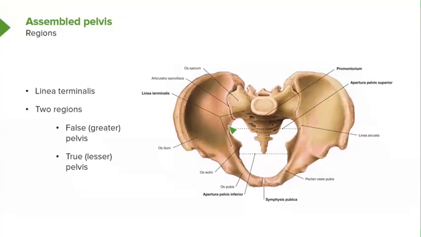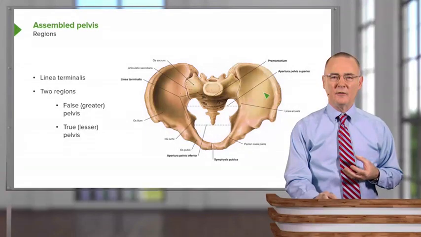We'll get into some of the details of this landmark here shortly, but for now, this landmark is referred to as the linea terminalis. And we see that running from here, along the sacrum, coming back to the opposite side to join up in the anterior midline. Anything above that, so anything spanning between the ala of the ilia, superior to that linea terminalis, that will constitute the false or greater pelvis. This regionally is a part of the abdominal cavity.